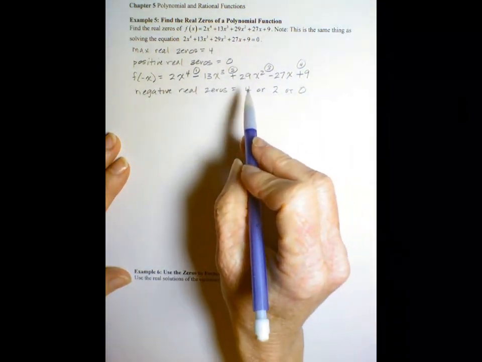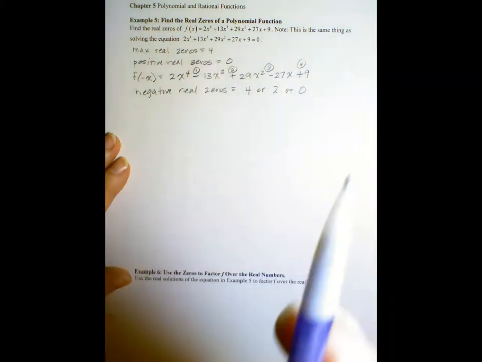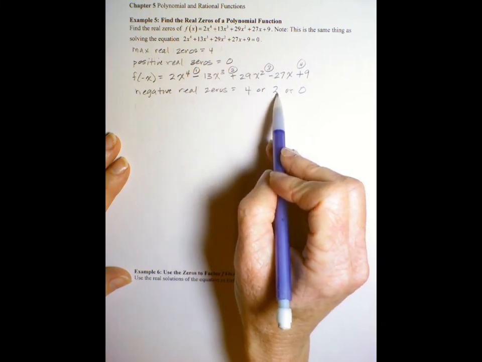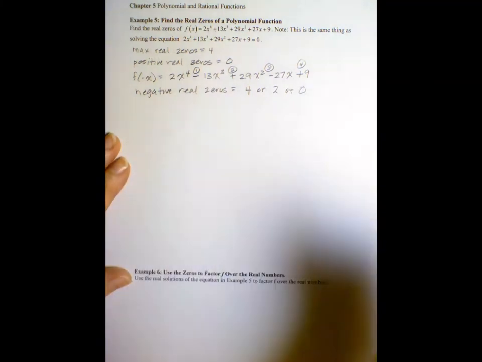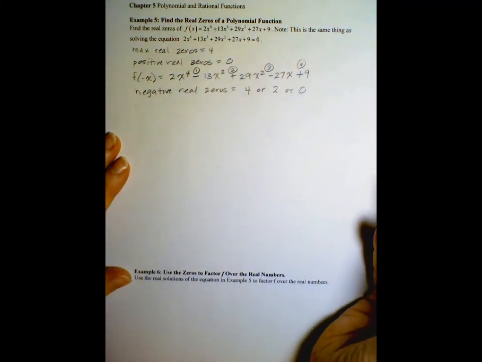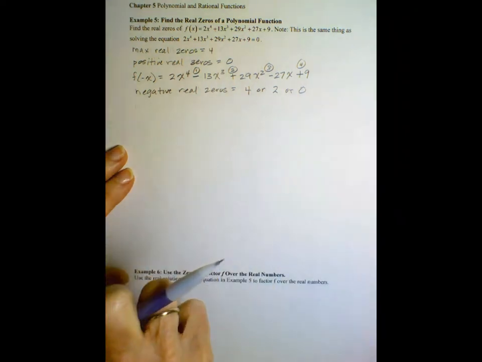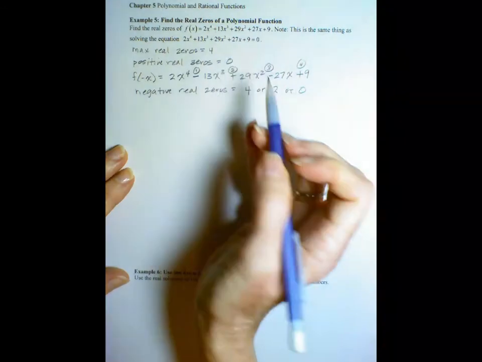Recall it said the number of sign changes less an even integer. So I can take 2 away from 4 and I can take 2 away from 2. Every time I take 2 away, I'm saying, well, maybe we have a conjugate pair of non-reals as zeros. Okay, so I'm either looking for 4 or 2 or 0 negatives and no positives.